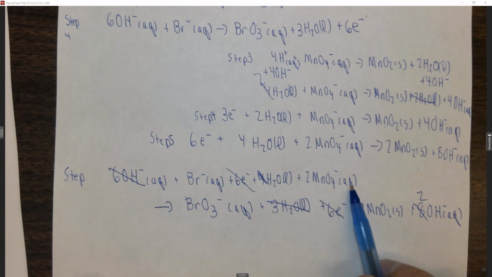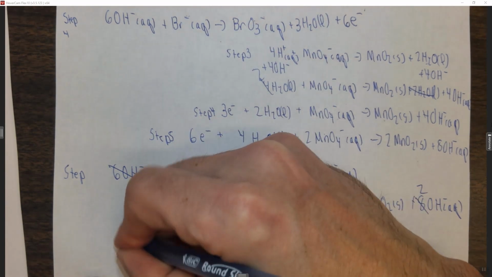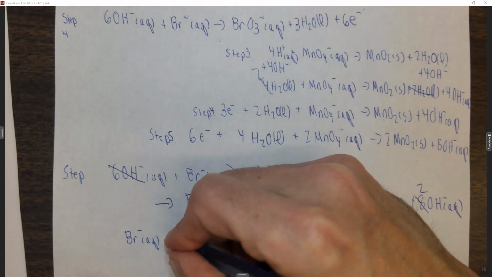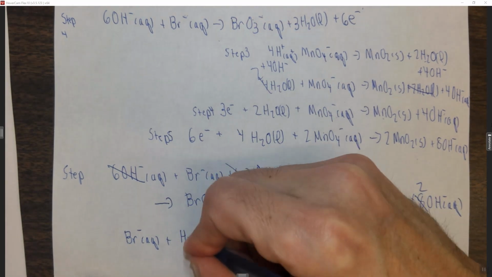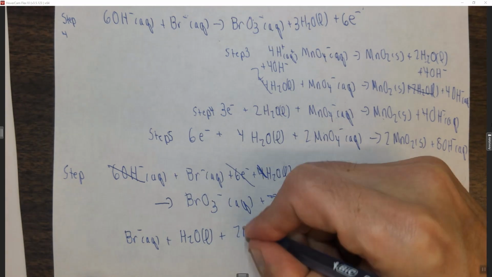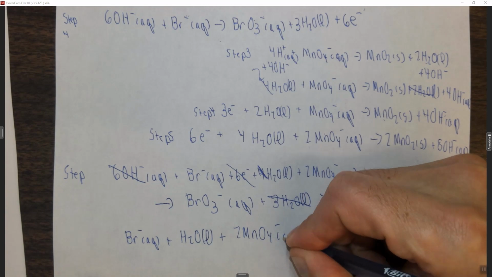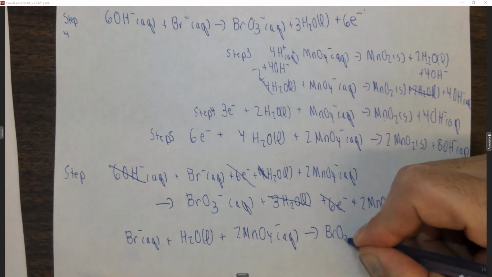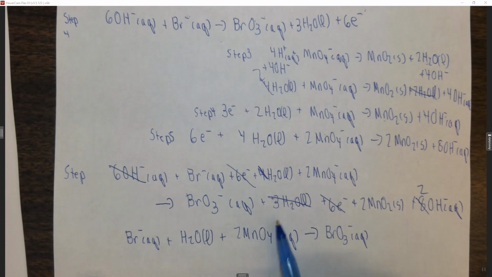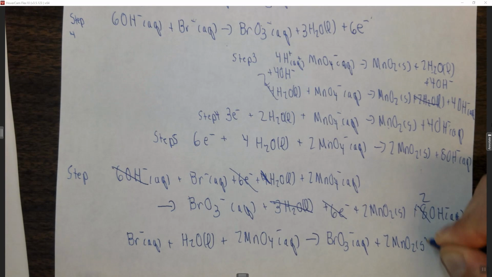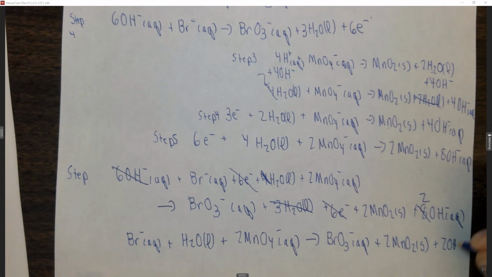We can now rewrite the reactants, Br minus aqueous plus H2O liquid plus 2 MnO4 minus aqueous yields BrO3 minus aqueous, so I'm just removing everything that got canceled out, plus 2 MnO2 solid plus 2 OH minus aqueous, like so.